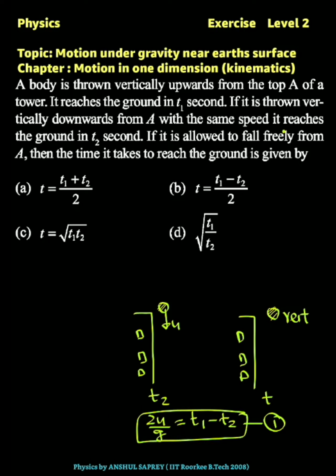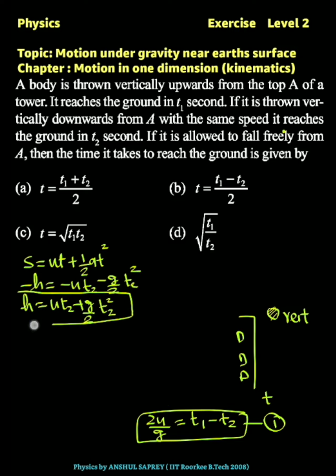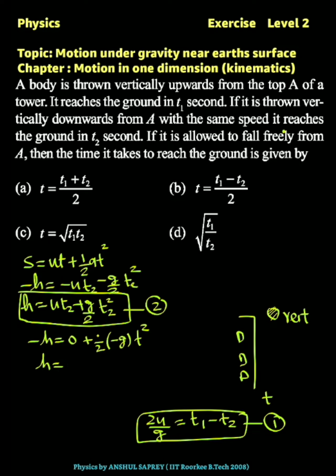Also using case 2, if the height of the building is h, the displacement is minus h. Using s is equal to ut plus half at square, minus h is equal to minus u into t2 minus g by 2 into t2 square, or h is equal to ut2 plus g by 2 into t2 square. Let's call it the second equation. Now using the third case, displacement is equal to minus h, u is 0, acceleration is minus g, time taken is t, so we have h is equal to gt square by 2. Let's call it the third equation.